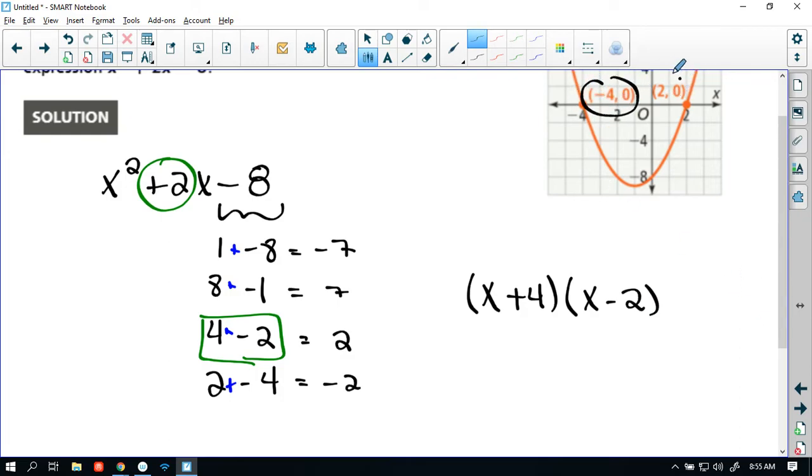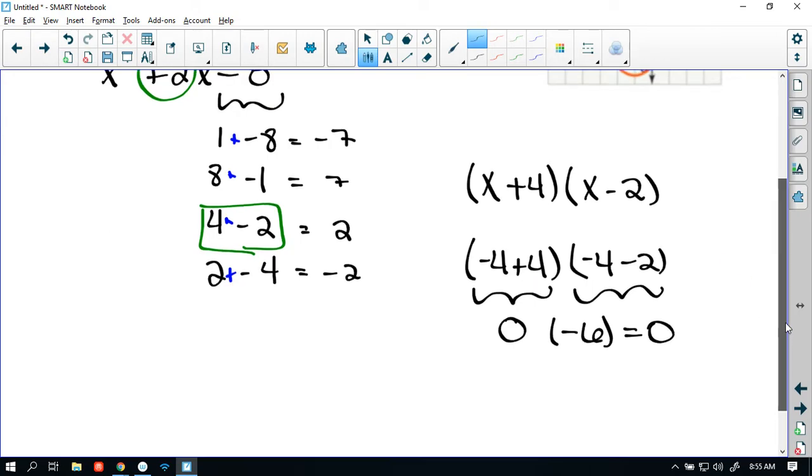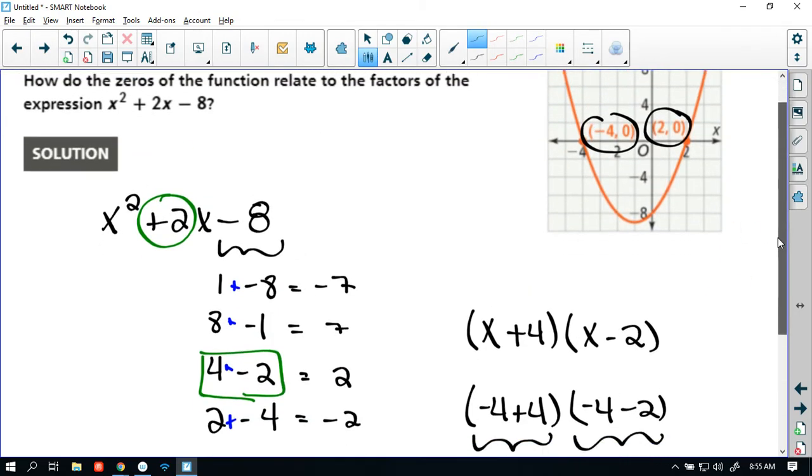Now I'm going to look at these points. They give me this point and this point, my zeros. So what I'm going to do is test these points out in my function here. So I'm going to plug in the negative 4. And in this factor, I get the value of 0. And in this factor, I get the value of negative 6. 0 times any value is going to give us 0. So we see that when we plug in our x-intercept point, we get 0.